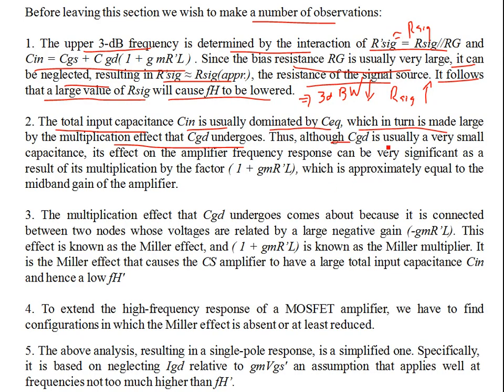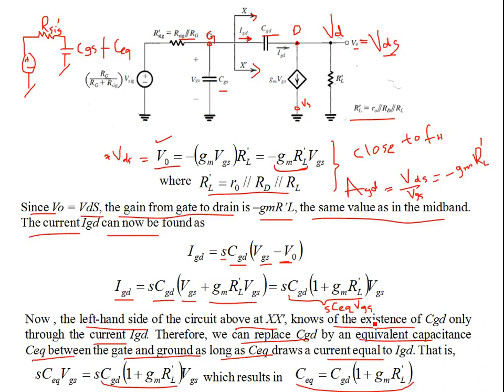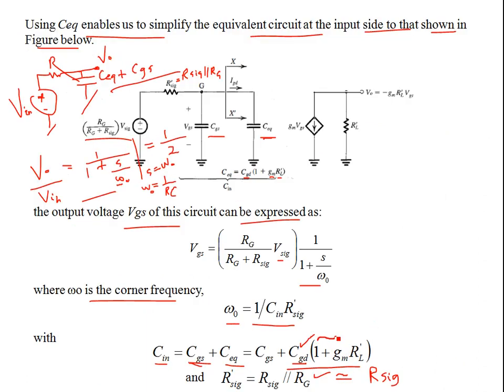CGD is usually a very small capacitance, but its effect on the amplifier frequency response can be very significant as a result of the multiplication factor of 1 plus GMRL prime, which is approximately equal to the midband gain of the amplifier. So the midband gain is GM times RL prime. If RG is much larger than R signal, then this is primarily your midband gain, and the CGD capacitance is just multiplying your midband gain. If GMRL prime is much greater than 1, then this is primarily the midband gain, right?